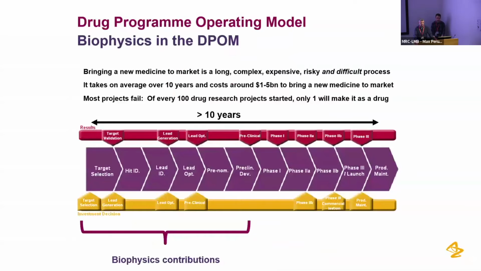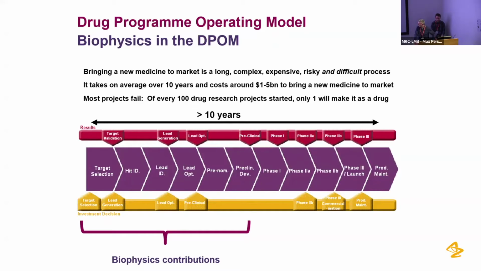So this is an overview of the drug program operating model, and you can see it takes a long time to go from initial target identification to having a product launched at the end. It takes, on average, around 10 years, costs between $1 and $5 billion to take a project all the way from initiation to marketed drugs. And many projects, most projects, actually fail. So around 1 in 100 drug research projects actually leads to a marketed drug at the end.